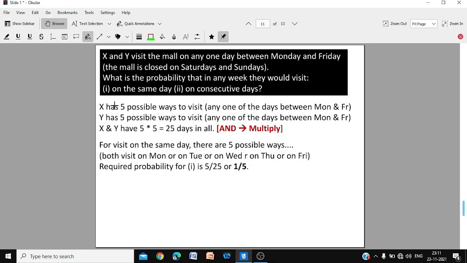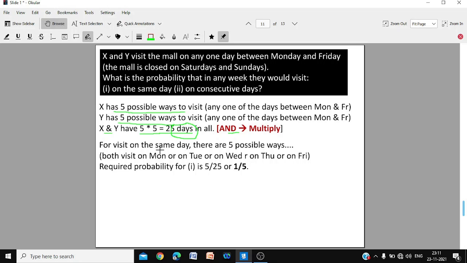So, X has 5 possible ways. Why 5 possible? He can go on Monday or Tuesday or Wednesday or Thursday or Friday. So 5 possible ways. Y has 5 possible ways. Any one of the days, Monday or Tuesday or Wednesday or Thursday or Friday. So X and Y, again AND means multiplication. X and Y, they have 5 into 5 or 25 possible ways in all. AND means multiplication, 25 ways actually, not 25 days, 25 ways.